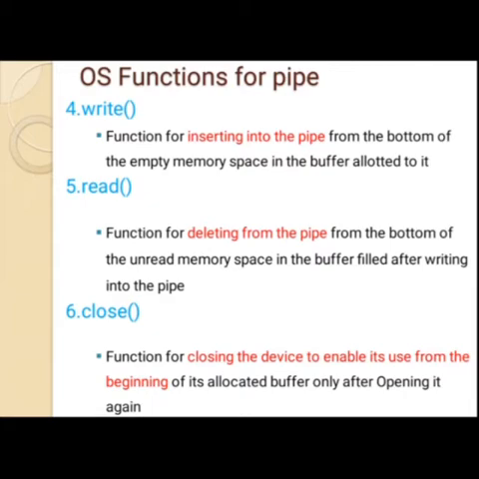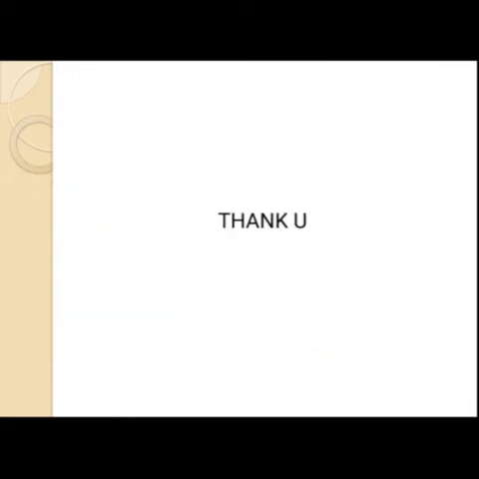So that's all regarding the three different mechanisms of inter-process communication: message queue, mailbox and finally pipe. In the next section we will see semaphore.